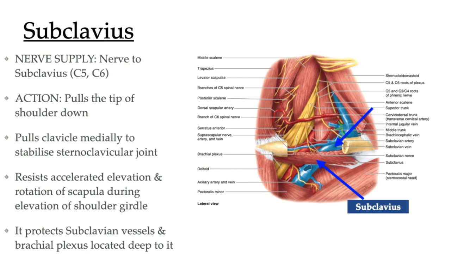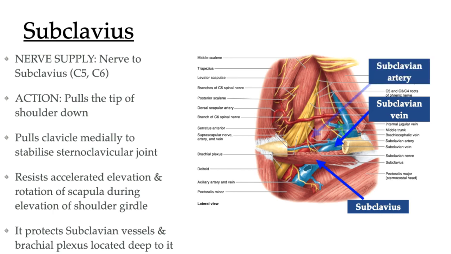We can see this is subclavian vein. This is subclavian artery. And this is brachial plexus. So subclavian artery, subclavian vein and brachial plexus lie deep to subclavius muscle, and hence this muscle protects these three structures from undue trauma. So this is another role of subclavius muscle in the body.